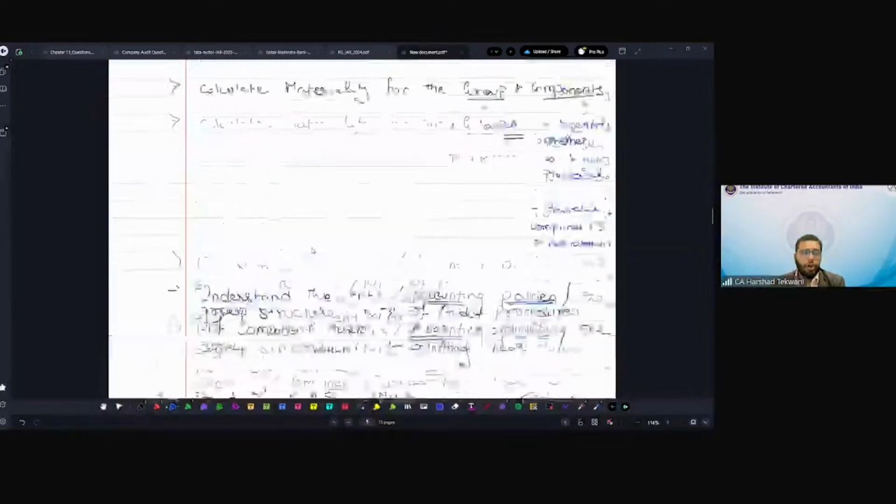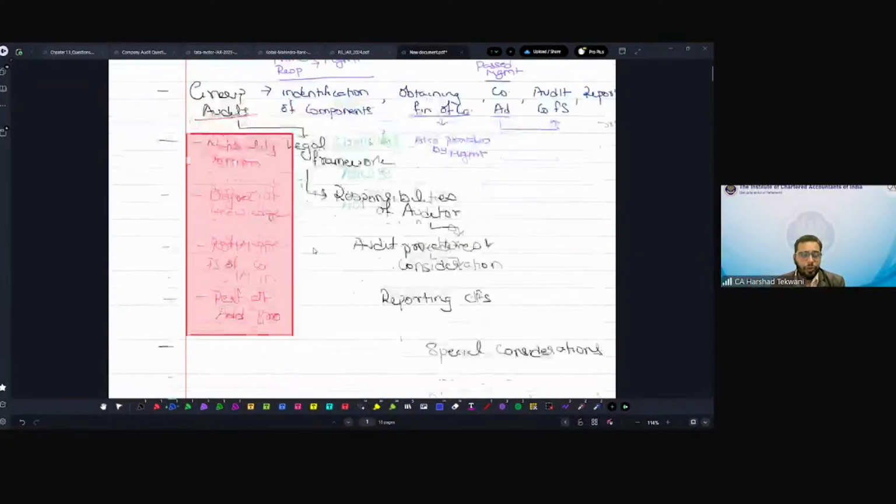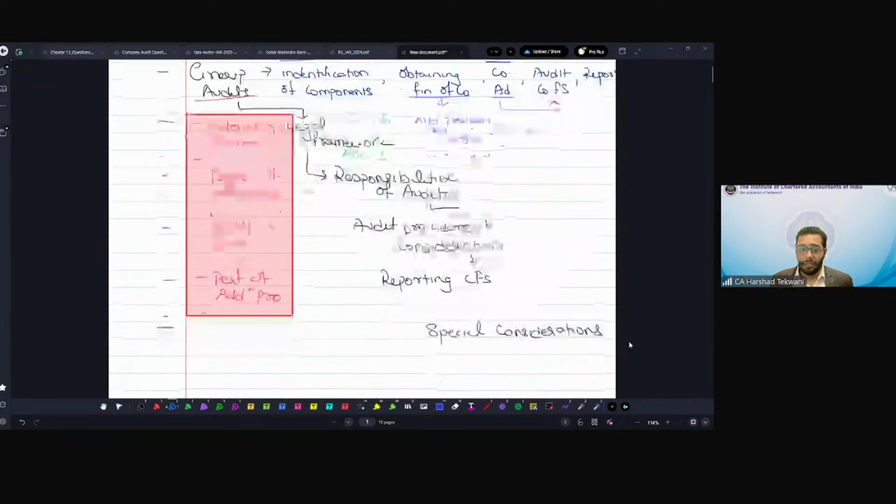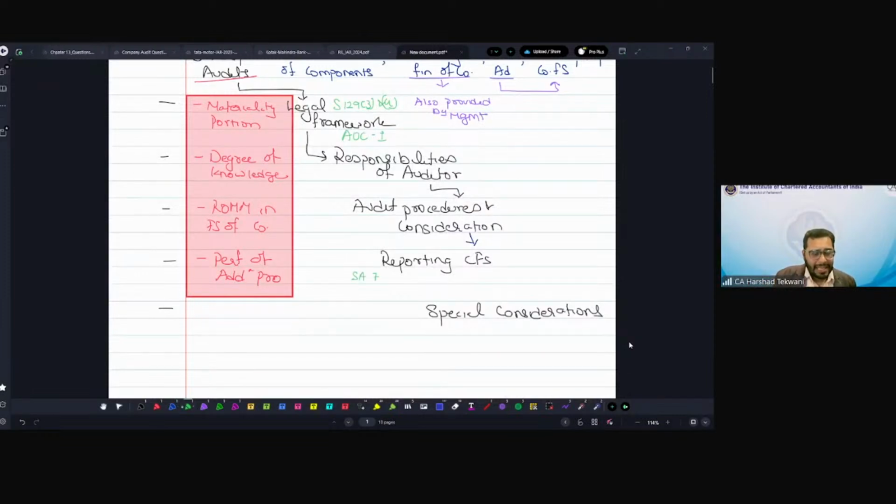Now this was the part that I was talking about with respect to your audit procedures and consideration. Now comes the very important part, that is the reporting. Now we will see reporting. When it comes to the reporting, my first question to you guys: am I required to comply with the SA 700 series when I'm reporting on consolidated financial statements? Am I required to comply with SA 700, 701, 705, 706, 710 and 720?